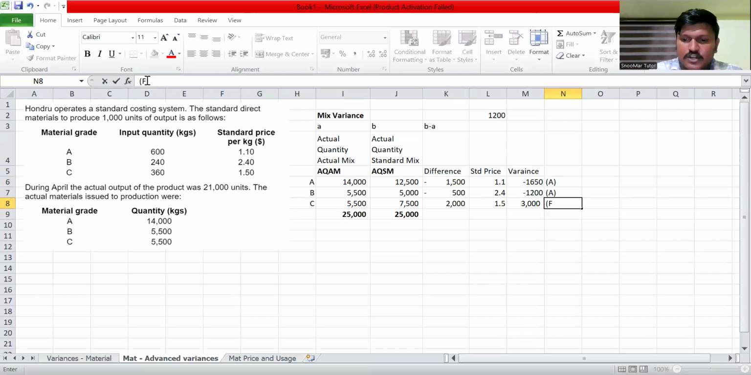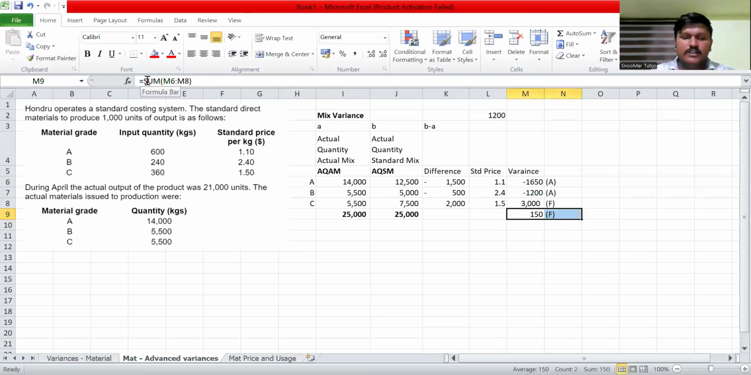So in short, what is the total variance you will be having? You have to total it again. So you have 150 positive, meaning you have a 150 favorable variance here. So this is your 150 favorable usage mix variance. So material mix variance is one part of a usage variance.